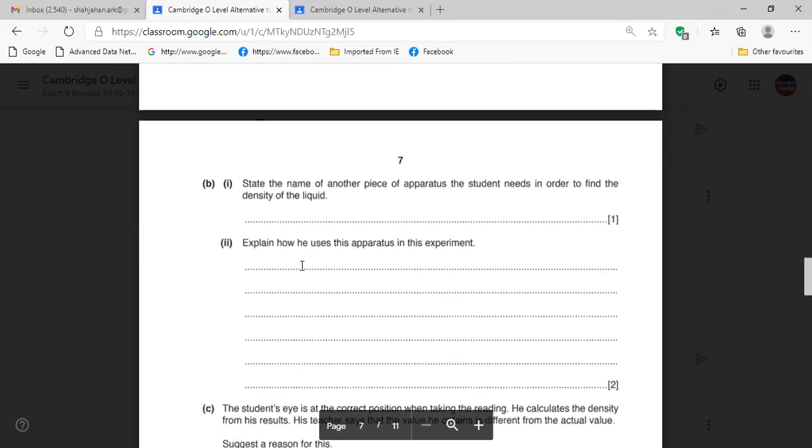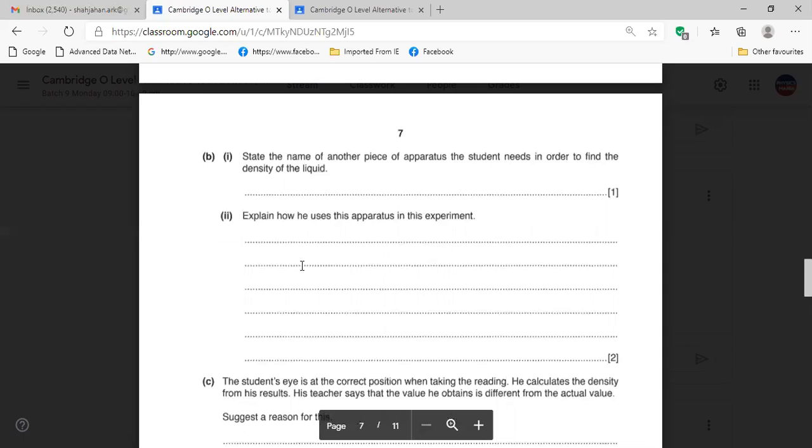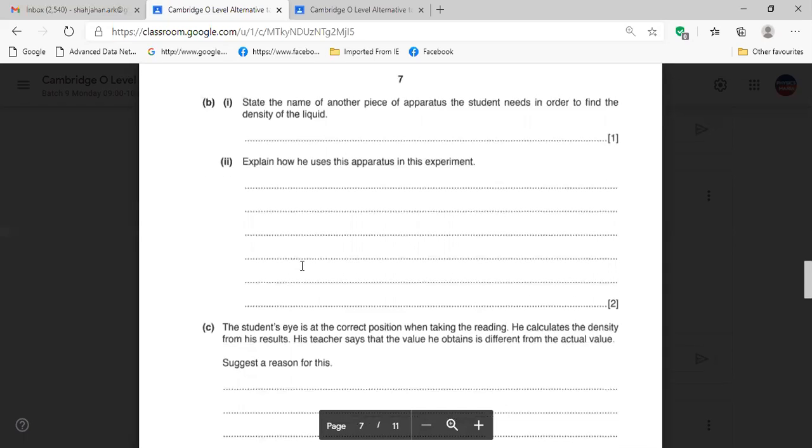Abir, read the next one. B1. State the name of another piece of apparatus the student needs in order to find the density of the liquid. So what does he need? He can use the balance scale. Yes, balance, for measuring the mass, right? So volume is already there. Now we need mass to get the density. So for getting mass, we need a balance. Balance or scale, whatever you like. Balance is mostly used.